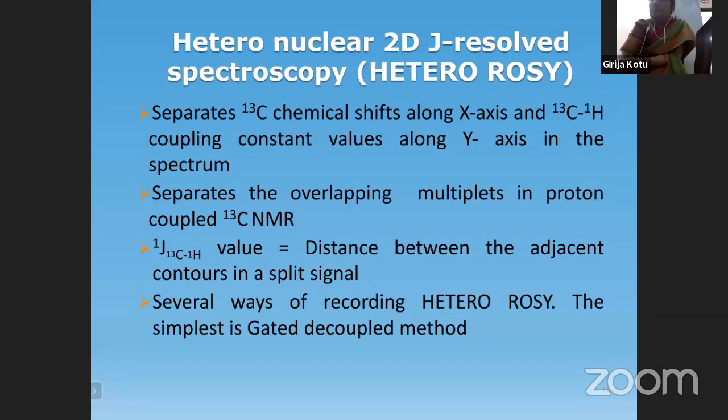So the multiplets in C13 NMR, if you consider the proton coupled C13 NMR, are wide, whereas the multiplets in proton NMR are very narrow. So definitely the space occupied by a single multiplet in C13 NMR is very large compared to the multiplet occupied by the protons in proton NMR. So that is how this is of very much help even for C13 NMR. It will separate the overlapping multiplets in proton coupled C13 NMR.